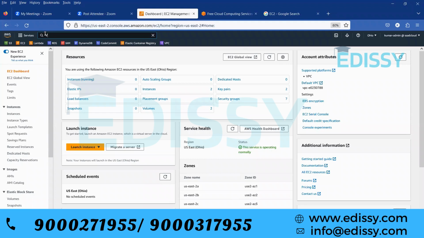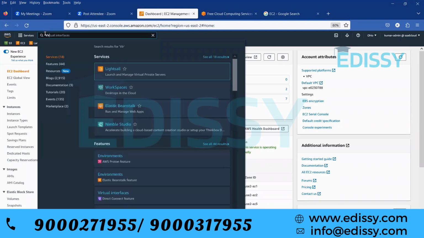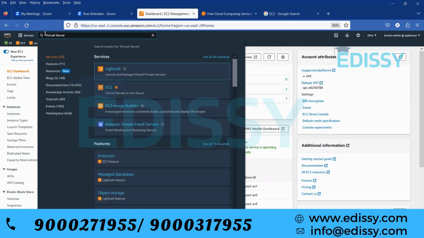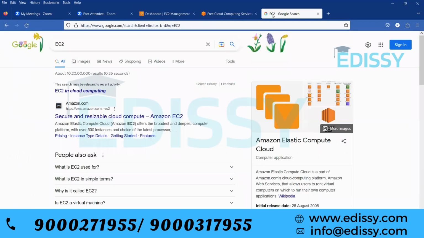Now, cloud providers cannot offer you physical servers, because if they offered physical servers, imagine every person getting a physical server, then they would run short of servers. So what they do is give you virtual servers instead of physical servers. The virtual server concept in AWS, we call it EC2.